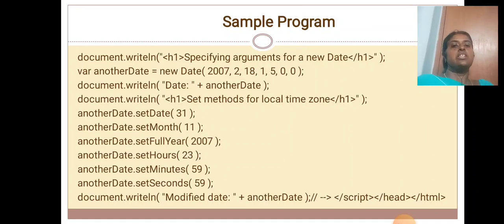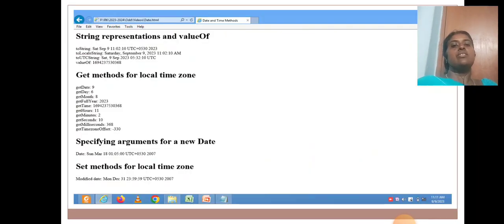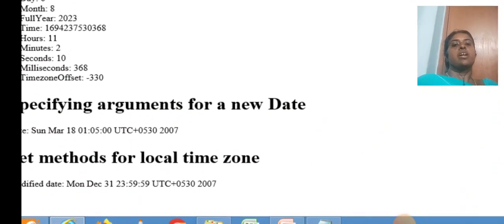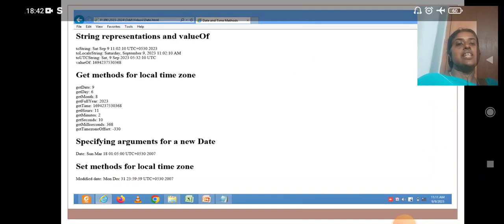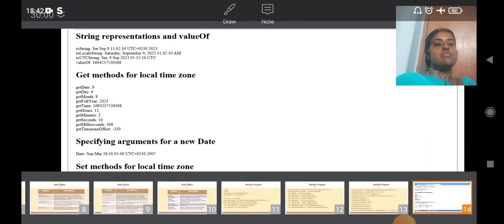So after completely changing everything, I am going to display anotherDate. You can see the final date here. I changed it completely into a different date. Before, during the creation, I created it as Sunday, March 18th. Now I changed that into Monday, December 31st, hour 23:59:59. So in this way, I can set the values of my system.